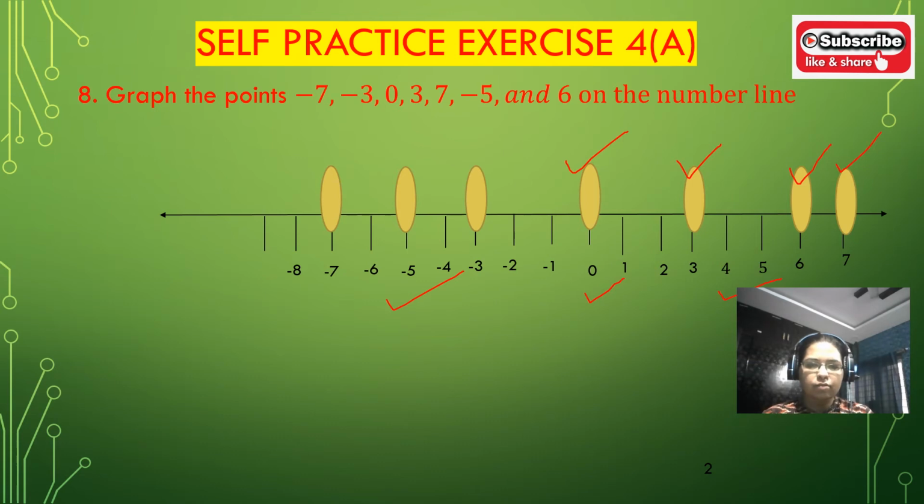Then -1, 0 to -1, -2, -3. This is -3 to the left side of 0, negative integers. Then -4, -5. This is -5 to the left side of 0, negative integers. Then -6, -7. This is -7, and this is to the left side of 0, negative integers.